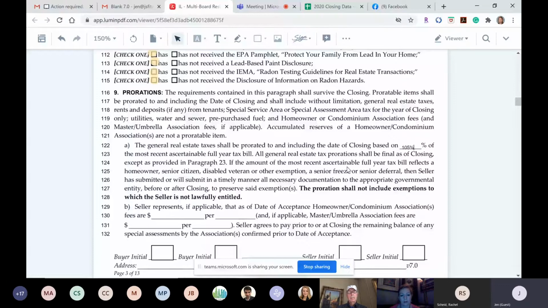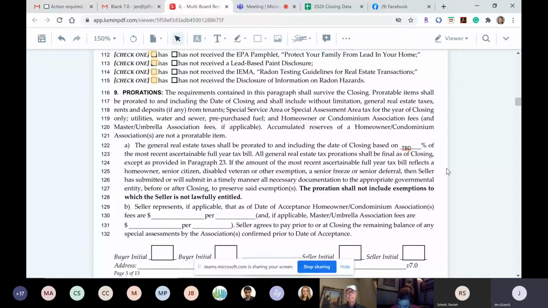A lot of realtors are sort of not sure about this, so they don't know what to put in there. They don't want to argue about this at the beginning. So sometimes they will write TBD right here. And that's fine too. That just means that during attorney review, the attorneys can hash that out.